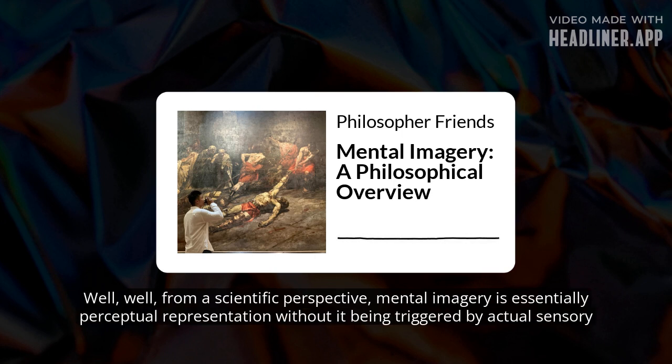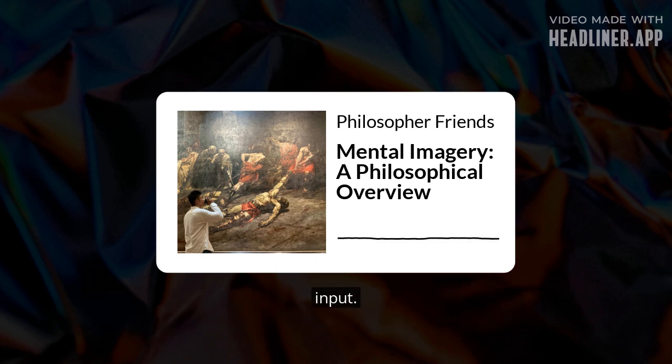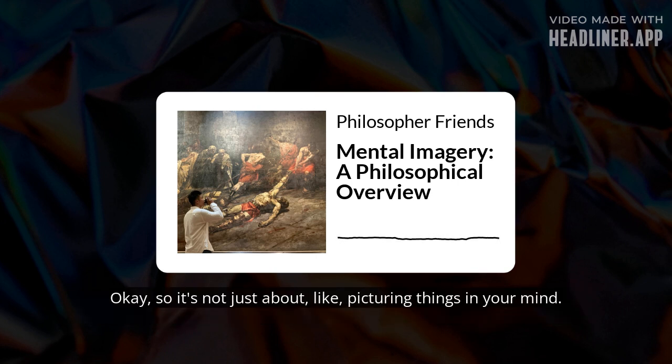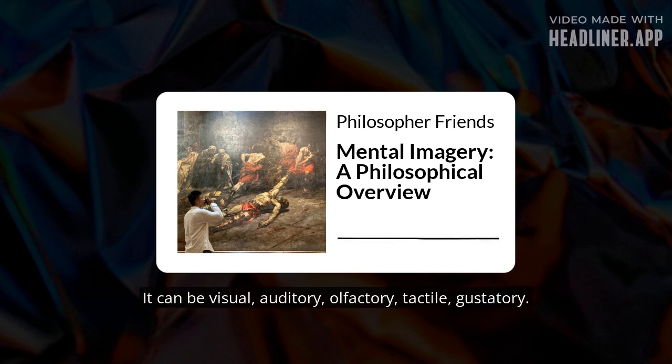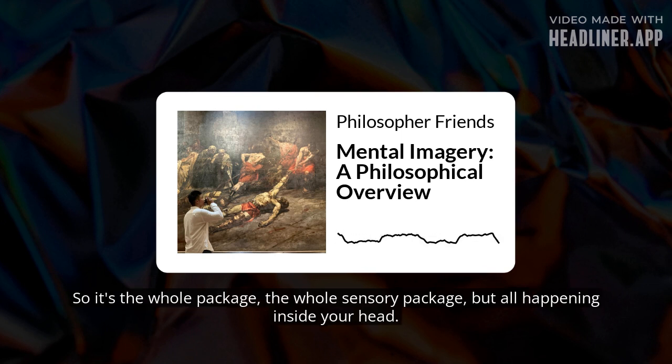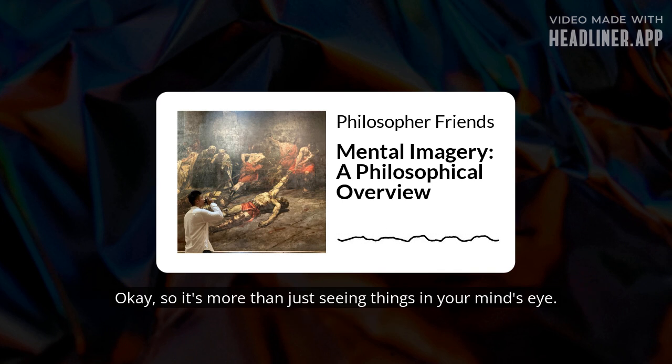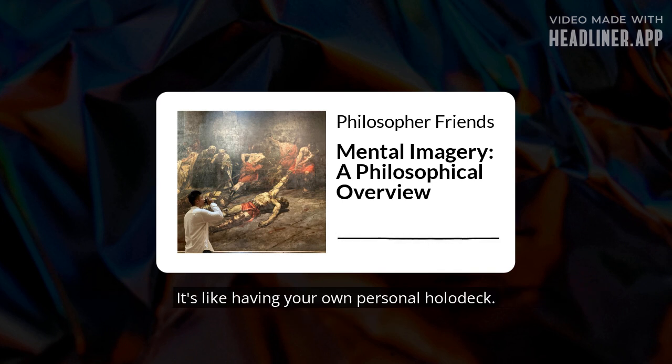Well, from a scientific perspective, mental imagery is essentially perceptual representation without it being triggered by actual sensory input. Okay, so it's not just about picturing things in your mind. Right. It can be any of our senses. It can be visual, auditory, olfactory, tactile, gustatory. So it's the whole package. The whole sensory package, but all happening inside your head. Okay, so it's more than just seeing things in your mind's eye. It's like having your own personal holodeck.